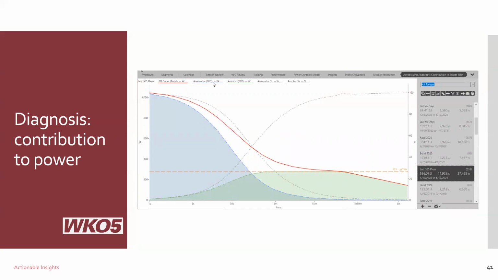And God, I wish I had captured them. I got to click in my cursor before I took the screenshot. But in reality, this red line is the power duration curve. But here's what it's telling you. The blue is the watts coming from your anaerobic power. And the green is the watts coming from your aerobic power.